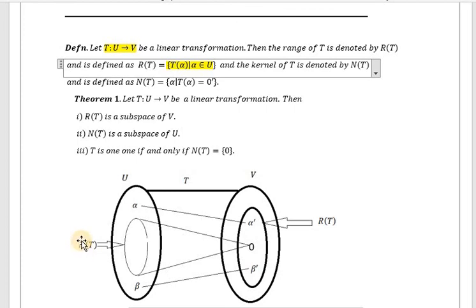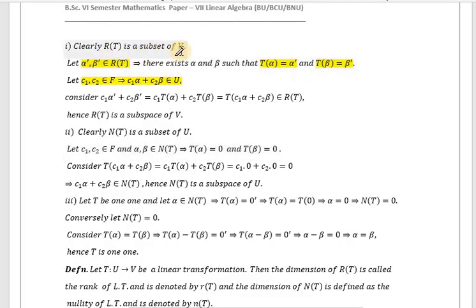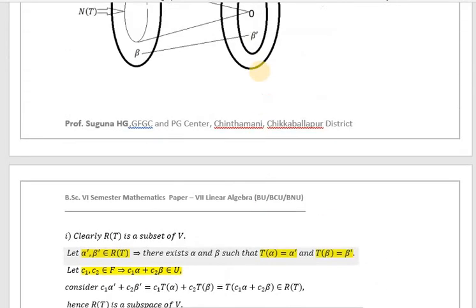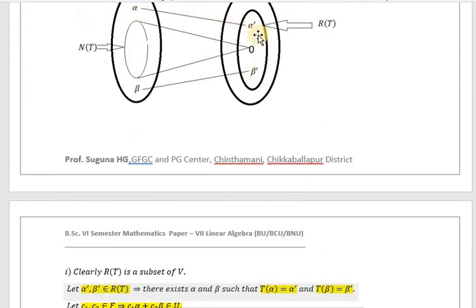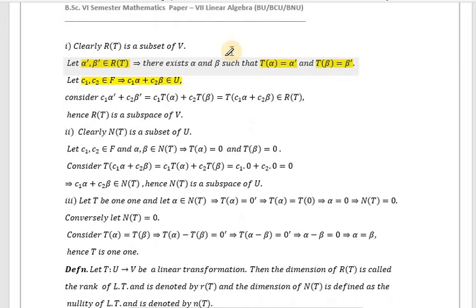Now let us prove these 3 results one by one. N of T we have taken. This is the set of elements of U which are mapped to 0. So easily we can prove these 3 results. Now clearly R of T is a subset of V because every image alpha dash, beta dash belongs to R of T. Then there exist alpha and beta such that T of alpha is equal to alpha dash, T of beta is equal to beta dash. From this diagram it is very clear that T of alpha is equal to alpha dash, T of beta is equal to beta dash. So alpha dash and beta dash are elements of R of T. They are elements of V. Hence R of T is a subspace of V.